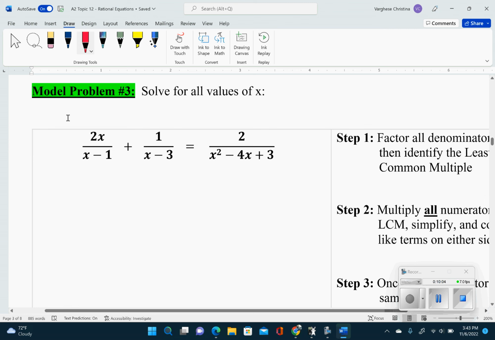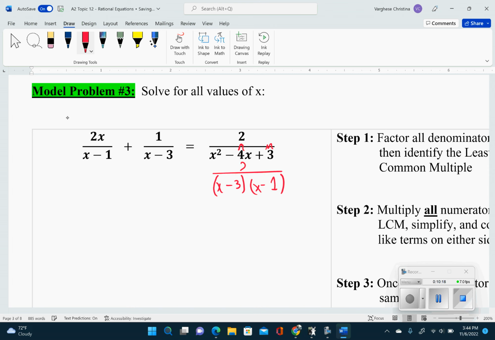If you want to learn model problem number 3, we do this the same way. Factor this, so we get an x and an x. Two numbers that add to give us -4 and multiply to give us 3 are 3 and 1, negative and negative. So on the top we have a 2 is equal to, and over here we have 2x over x minus 1 plus 1 over x minus 3.